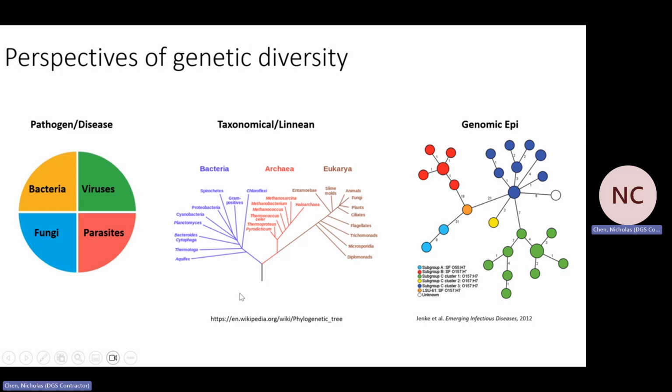Before jumping into the material, I'd like to start by saying that there are many different ways of understanding pathogen diversity. There's the pathogen disease model that may be favored in more clinical settings, the taxonomical model often employed in phylogenetic approaches, and the applied framework of genomic epidemiology. Each of these perspectives is valid, and I'll be transitioning between all of them throughout this discussion.